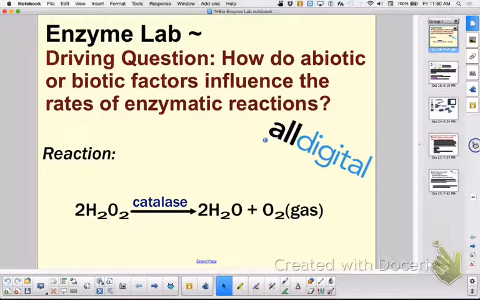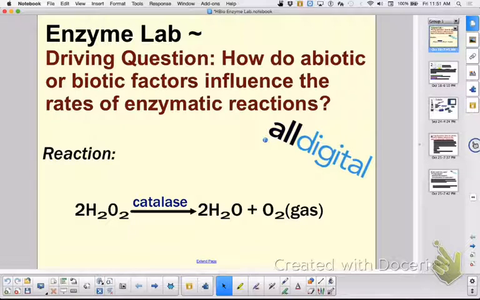We're going to talk about the enzyme lab and the setup for that. For our enzyme lab, our driving question is: how do abiotic or biotic factors influence the rates of enzymatic reactions? This is going to be an all digital lab. You're actually collecting data, but your recording of it is going to be digital. If you look at the bottom, here is the reaction.